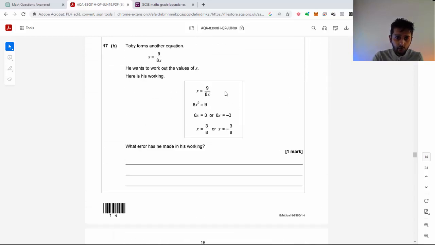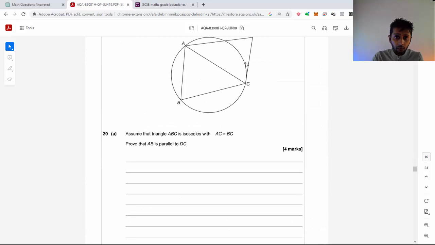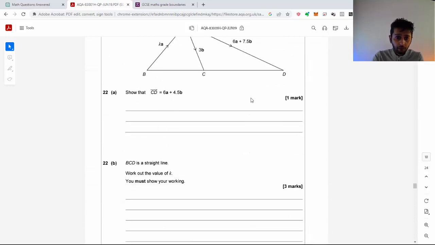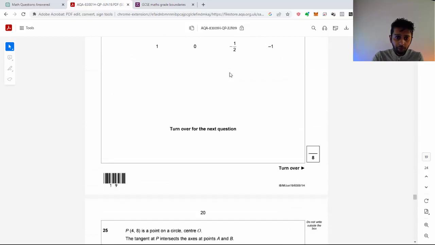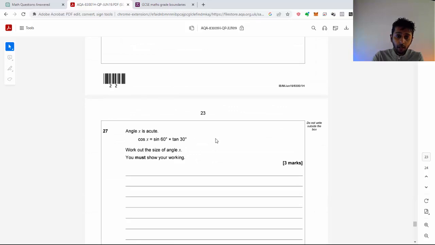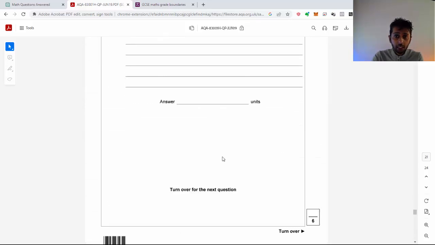This question here, we've got to identify the error, so we'll see if ChatGPT can spot the error in the working out. Circle theorem proof, we'll see how ChatGPT copes with proof. Vectors with a diagram and another diagram question there. And that's the whole paper. So let's see how ChatGPT does.